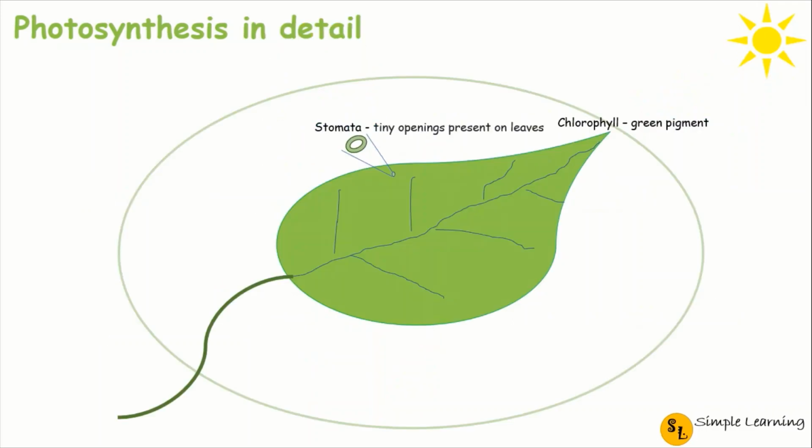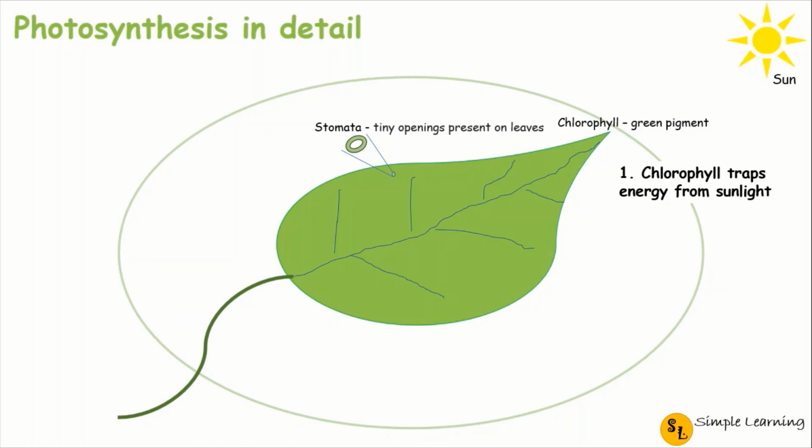Each leaf contains a tiny opening called stomata. What gives the green color to the leaves? It is nothing but a green pigment called chlorophyll. Now let us look at the photosynthesis in detail.